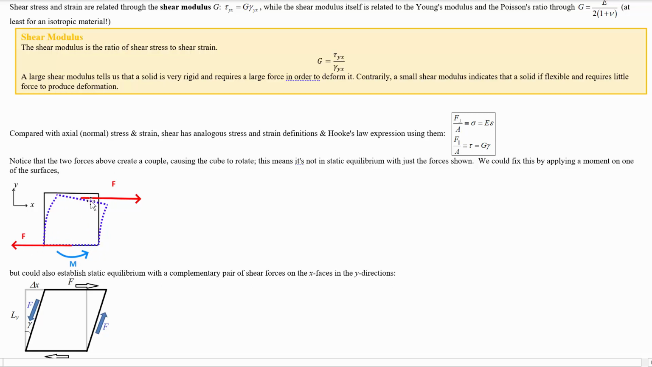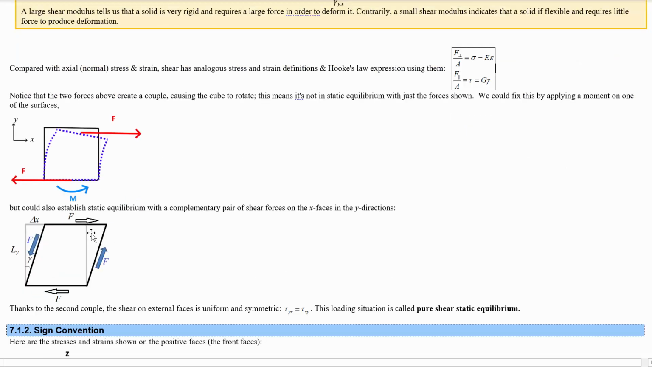So to really get the deformation that we're showing, you need to have the thing in pure shear static equilibrium, which means you apply complementary forces on the side to make the shear stress on the x face in the y direction the same as the shear stress on the y face in the x direction. So this is shown here for a square, which gives the same force applied on the side faces as you had on the top faces to put it into equilibrium and cancel the couples.